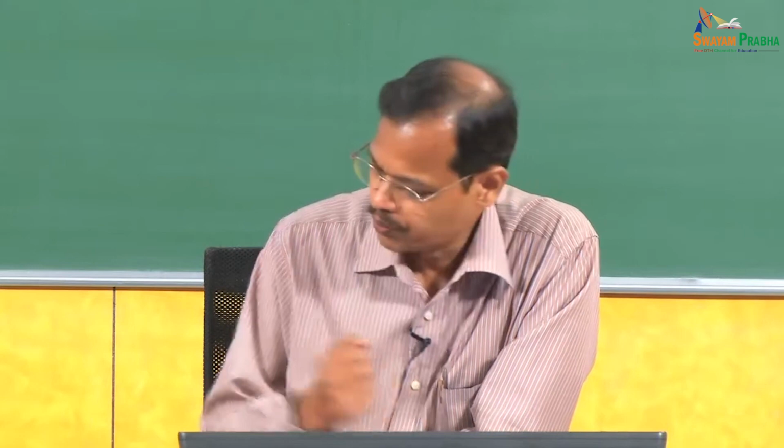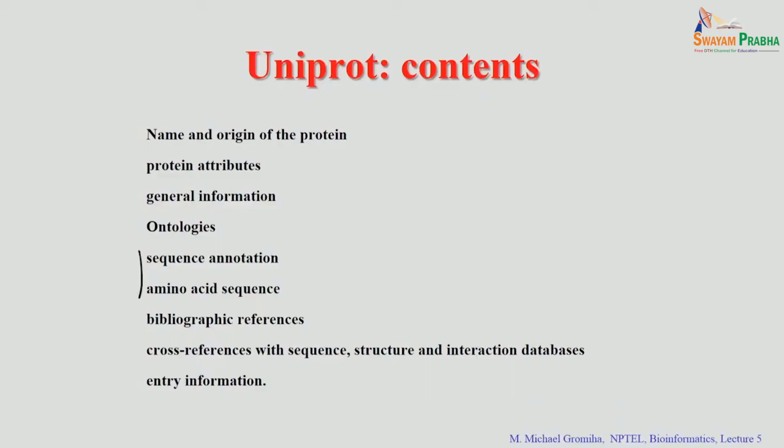Now, I will explain more about the contents of UniProt. As I discussed earlier, it contains highly annotated protein sequences, so it has more information regarding a particular protein. So, what are the major aspects? What are the major contents of the UniProt database? First, they give the proteins: the names, origin and attributes, and so on, then the ontologies, and then the sequence information.